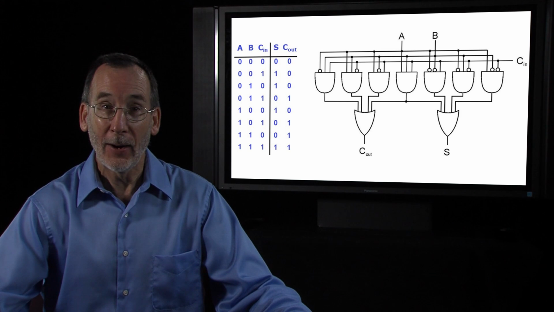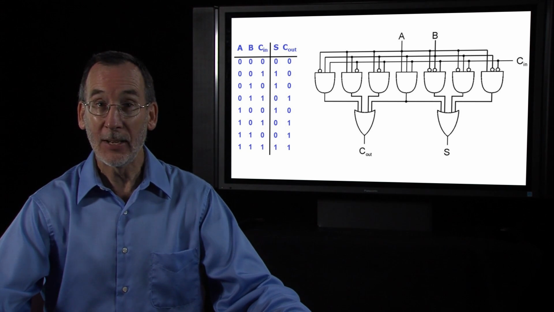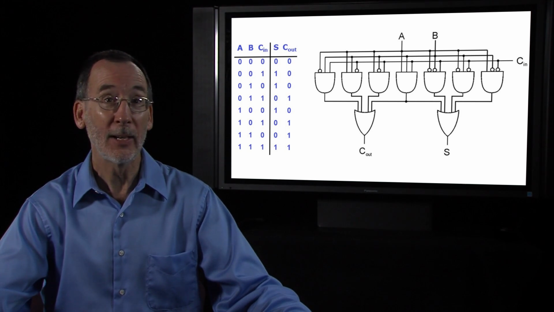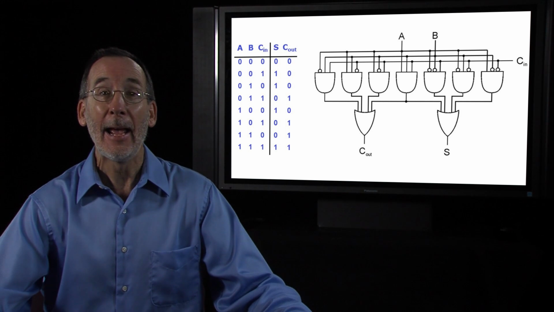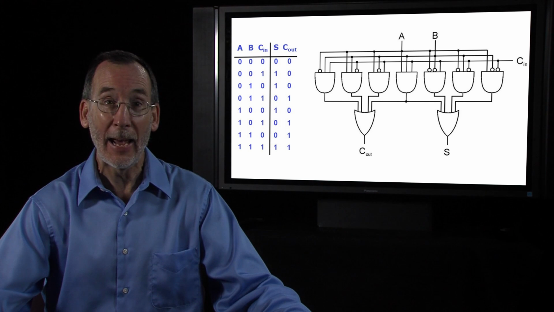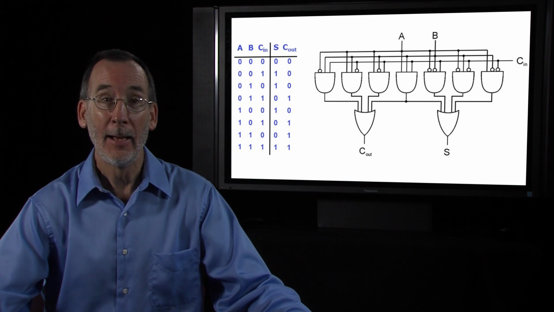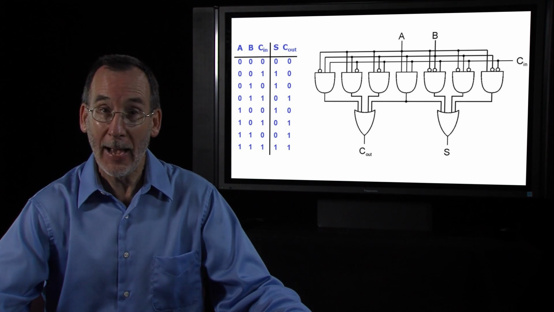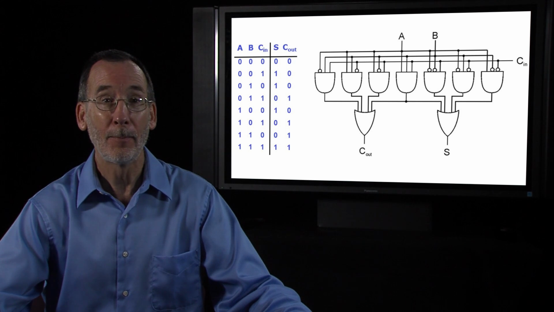Now let's build a full adder circuit. A full adder is full because it takes a carry in as well as producing a carry out. And it has 3 inputs. It's a combinational logic circuit with 3 inputs, A, B, and carry in, and 2 outputs, the sum S and the carry out C sub out.